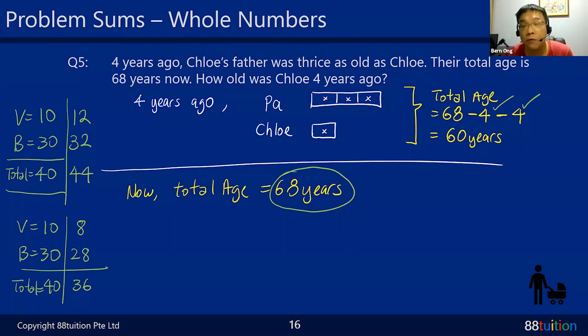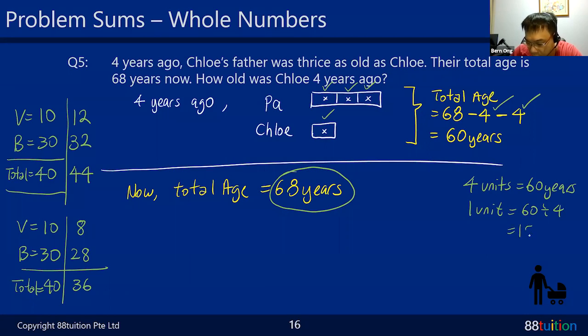So 68 minus 4 is 60. So what happens? How many units down here? Total down here got 4 units. So you can continue and say 4 units is equal to 60 years. Look for the 1 unit. All right. How do you find 1 unit? You take 60 divide by 4 to give you 15 years old.